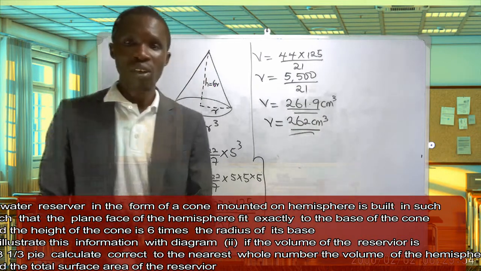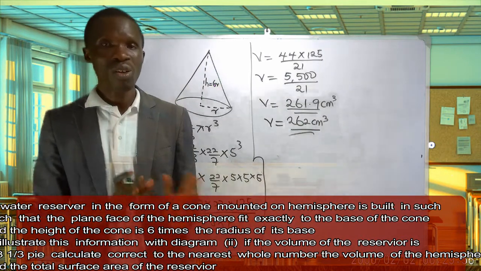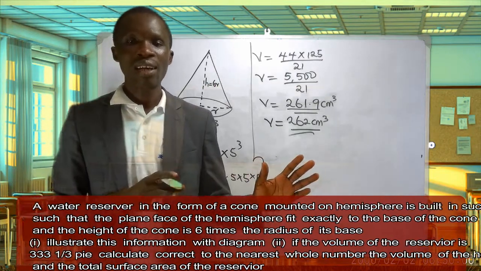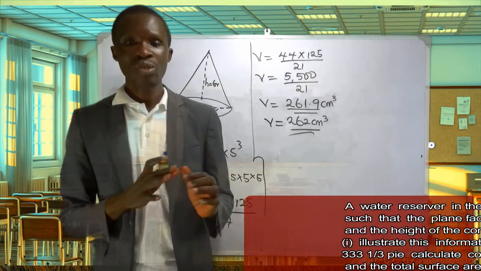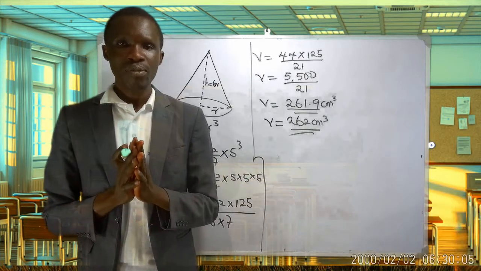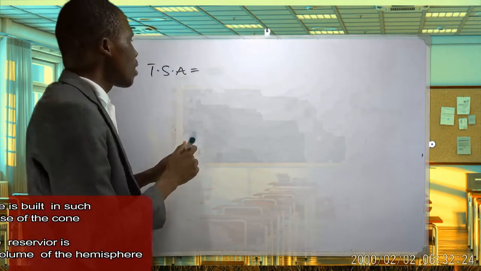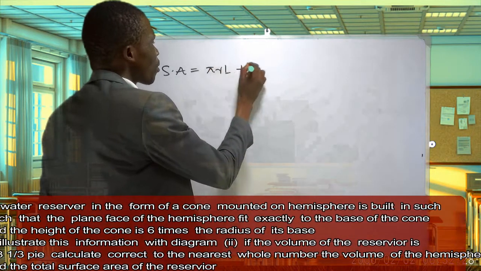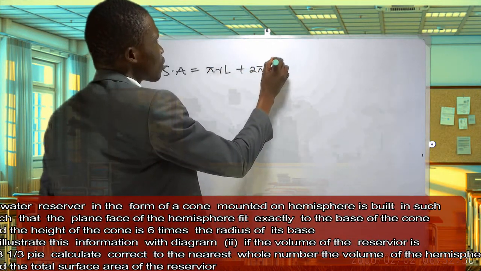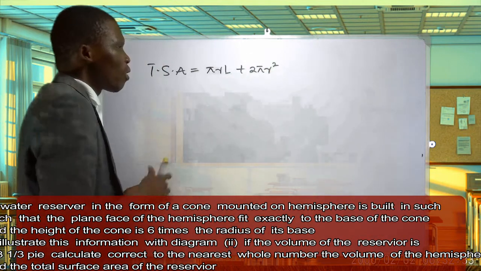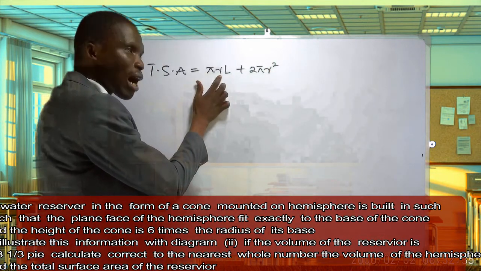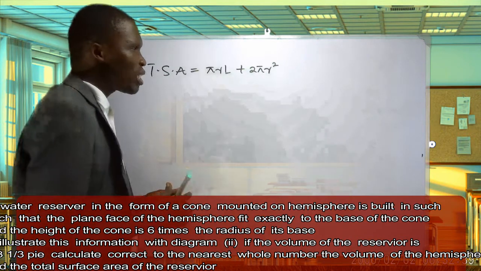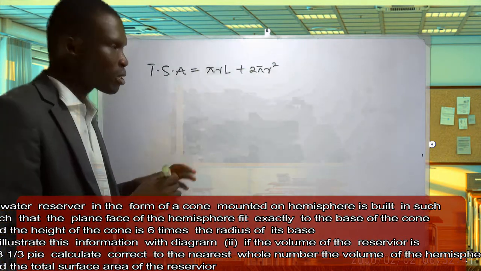Now let's move forward. I told you this question is a little bit long, but just follow the steps, you will get it. We want to find the total surface area. Total surface area of the reservoir will give us pi RL plus 2 pi R squared. Now we know pi, we know R, but we don't know the value of L. So we need to go back to our drawing board.